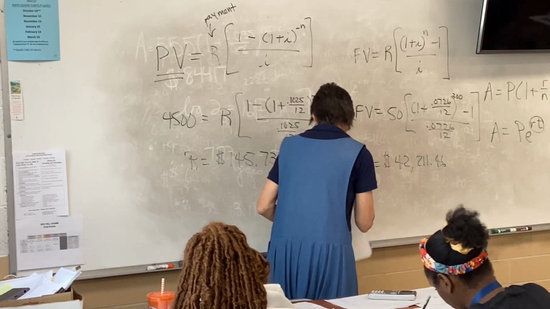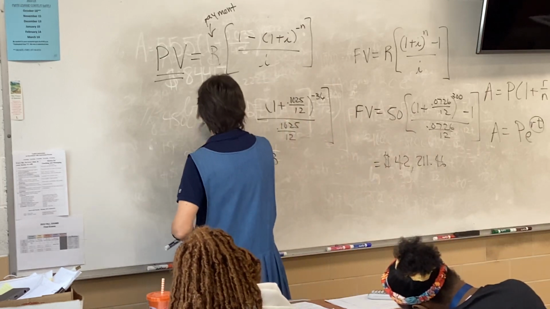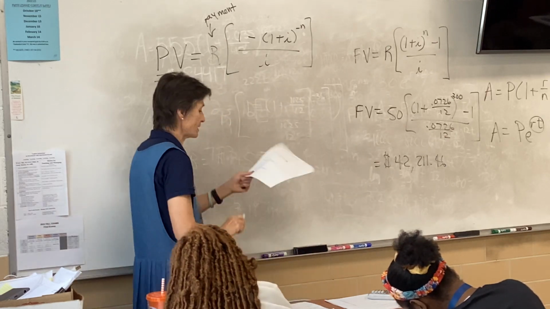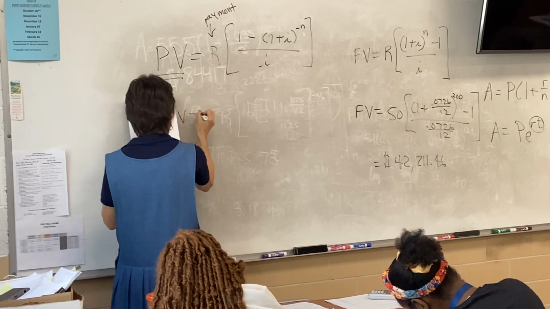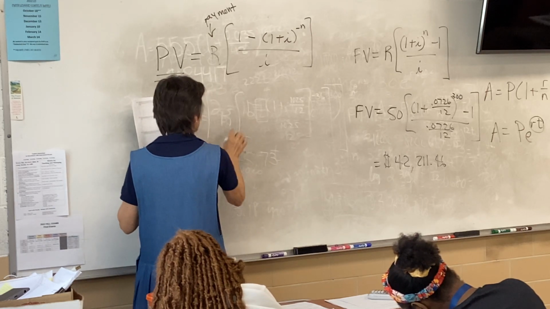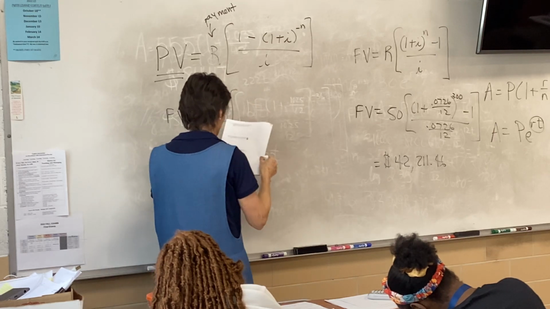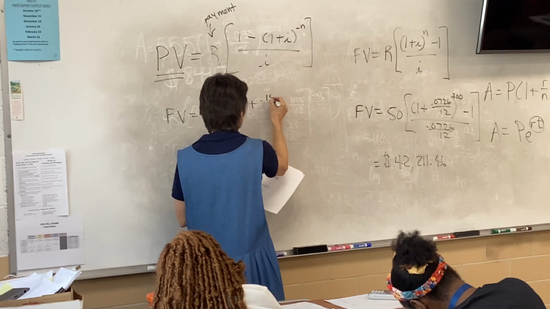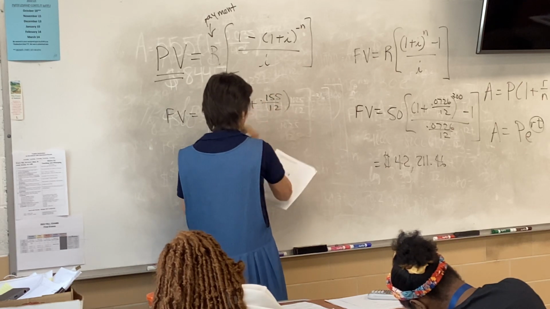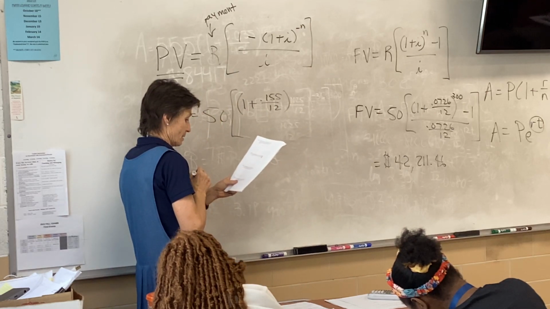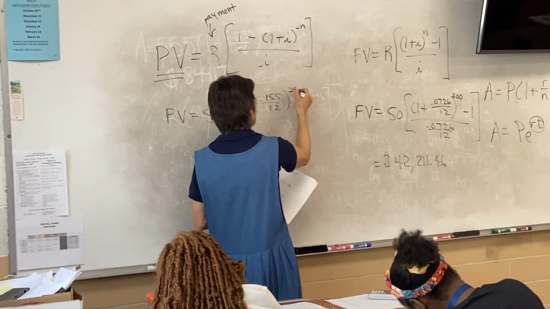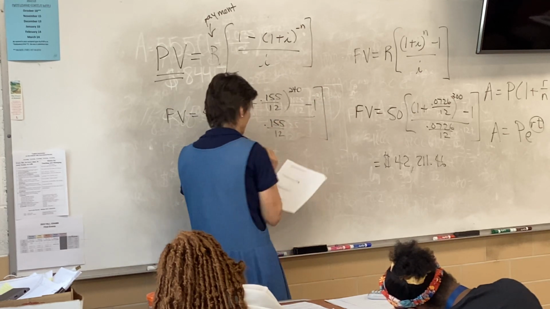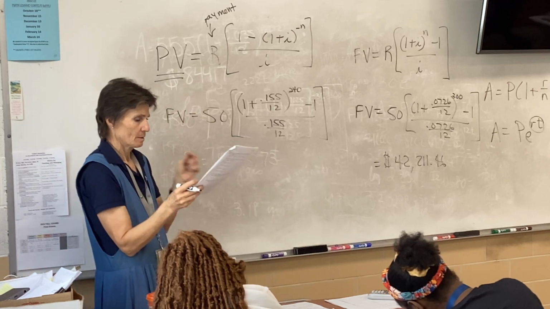Number 15, PV or FV? It's another FV, isn't it? Contributes $50 a month. So FV equals 50 times 1 plus 0.155 divided by 12. Exponent 240 this time. Is that all right?